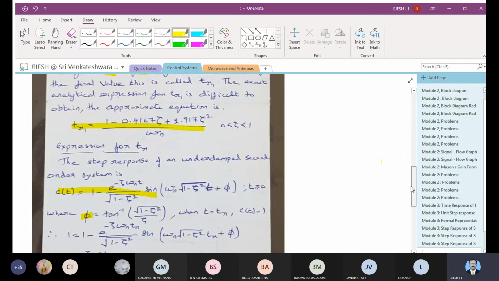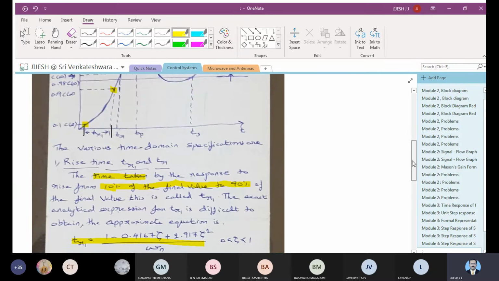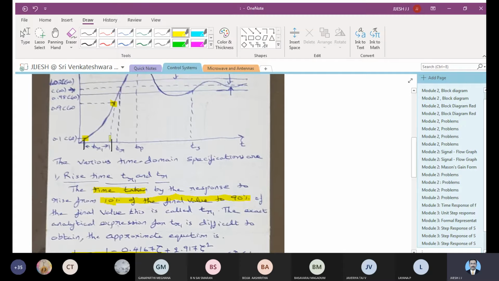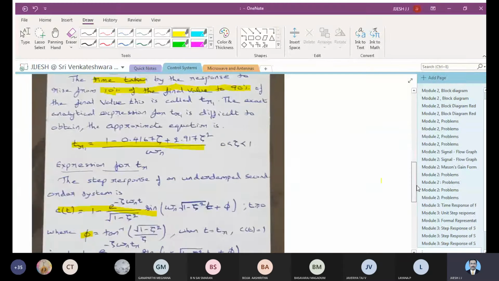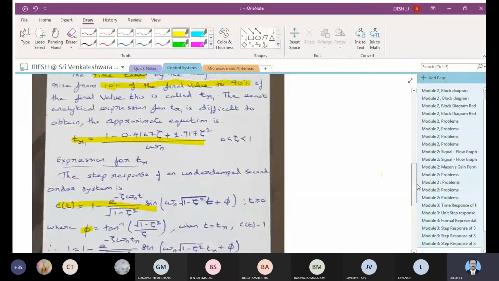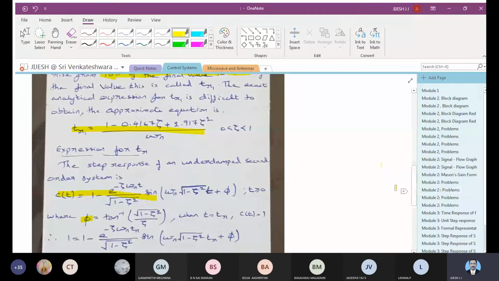When t is equal to tr, so these things are the same, then it will be equal to the maximum value 1. So that is what you have here. So we are going to use this. We are going to substitute t as tr, and we are going to see how this equation is going to be modified further.